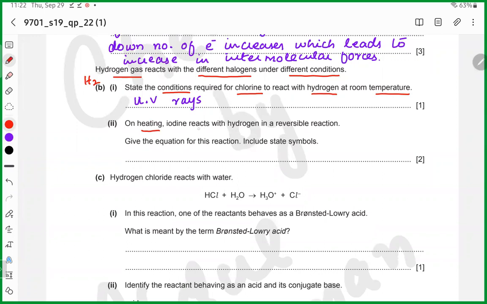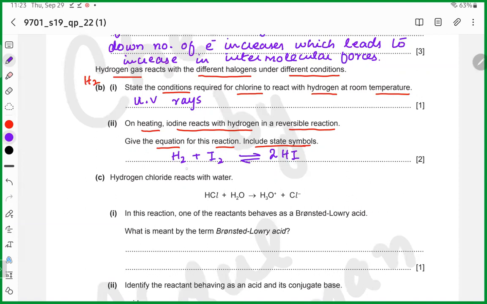On heating, iodine reacts with hydrogen in a reversible reaction. Write the equation for this reaction, including state symbols. As we know, all the halogens are diatomic and hydrogen is diatomic as well. So H2 plus I2 reversible arrow 2HI. Is this clear to all of you?